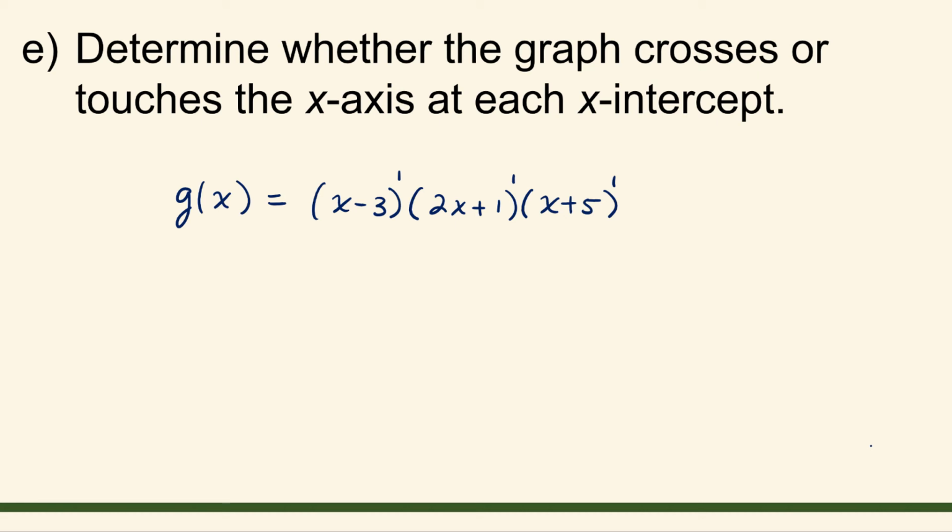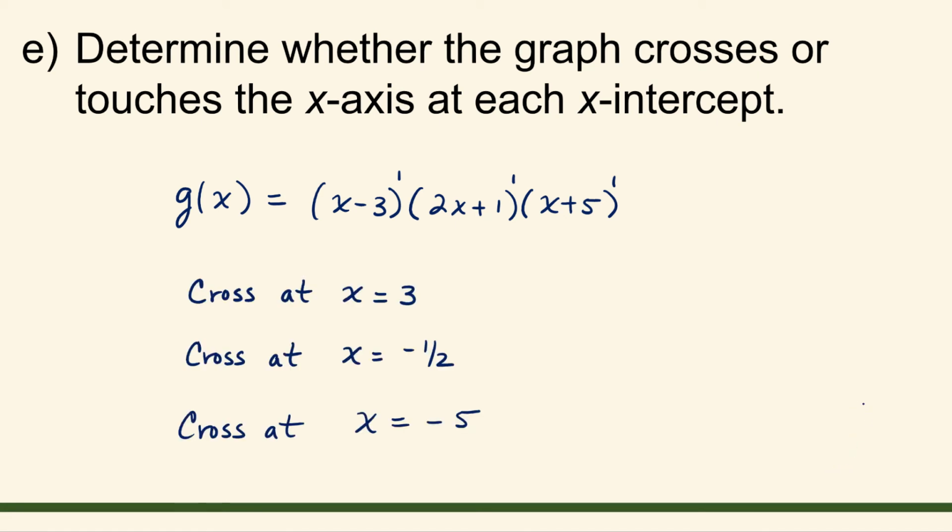For odd multiplicity, the graph will cross the x-axis at the 0. Thus, the graph crosses the x-axis at each of the 3 x-intercepts. Thus, the graph of g will cross the x-axis at x equals 3, will cross at x equals negative 1/2, and will also cross the x-axis at x equals negative 5.